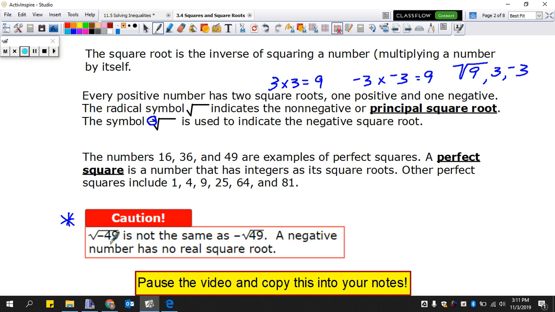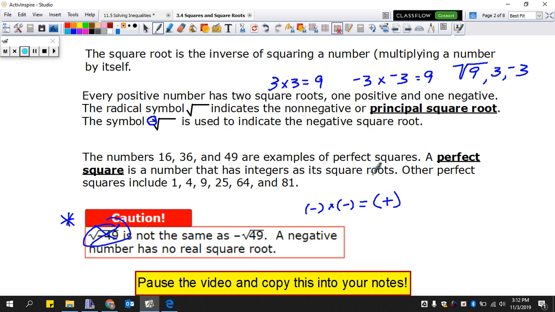If you remember from your integers, a negative times a negative is always going to end up as a positive number. It's never going to end up as a negative number. So this square root of negative 49 is not possible if you are expressing it as real numbers. And this paragraph up here just talks about perfect squares, which we've already discussed.